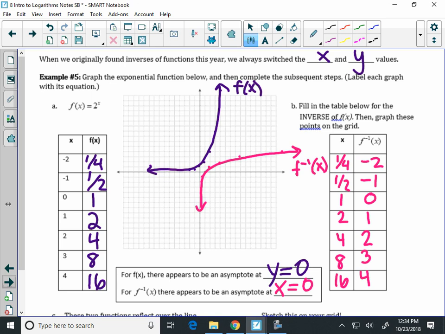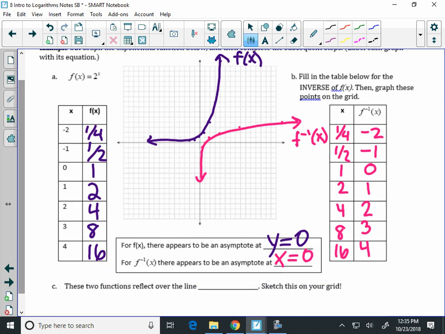Now, one more thing to think about for this graph. What line do all inverses reflect over? Y equals x. So all inverses reflect over the line y equals x. I want you to sketch that on your grid. So you can just eyeball it. But remember, that's the line that goes through the origin with slope of 1. So once you graph that on there, you should be able to see, oh yeah, those definitely reflect over that line.